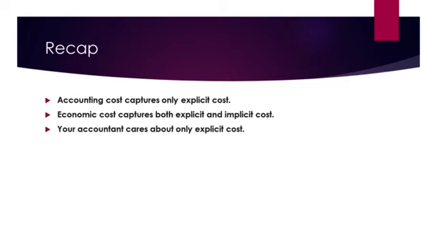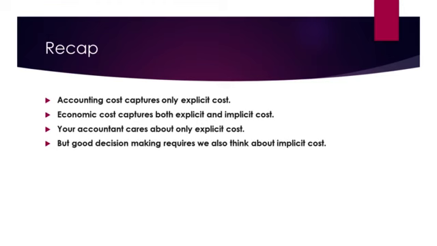We've argued that your accountant probably cares about your explicit costs. That's probably really what he's going to focus on. But good decision making requires that we also think about implicit costs. For example, how can I decide if it's a good idea to go to college unless I think about what I give up? This is why there's 2 ways to look at costs, and both are important.